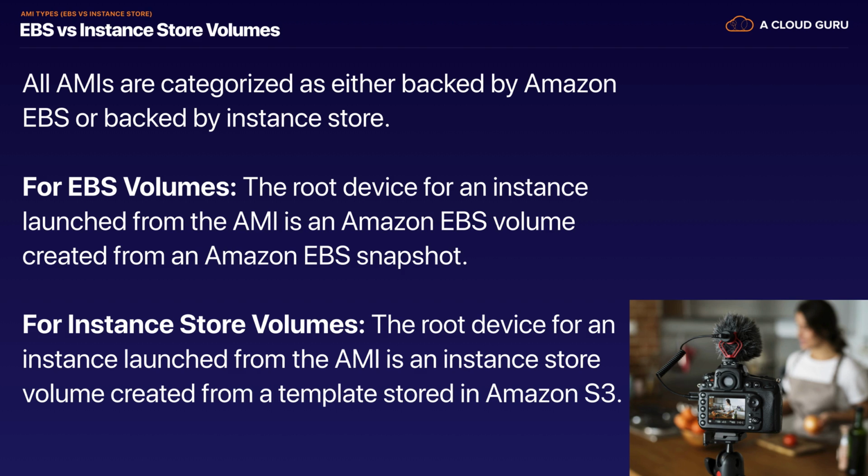So for EBS volumes, the root device for an instance launched from the AMI is an Amazon EBS volume created from an EBS snapshot. For Instance Store volumes, however, the root device volume, which is basically where the operating system is installed, is created from a template that's actually stored in S3. So they are quite different. So let's log into the AWS console and have a look.